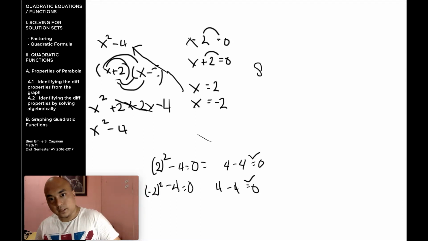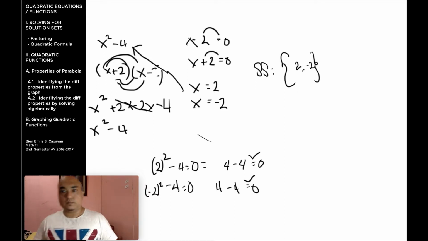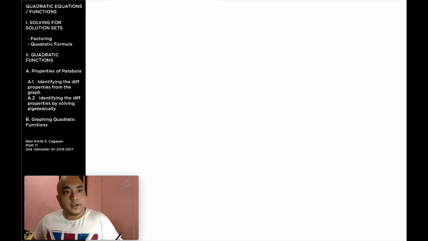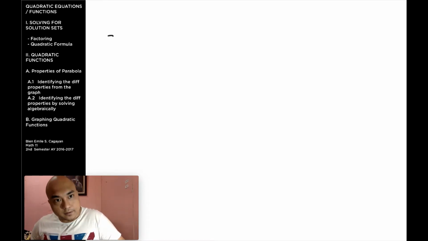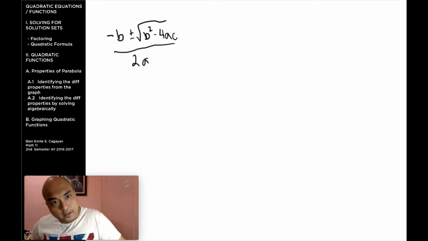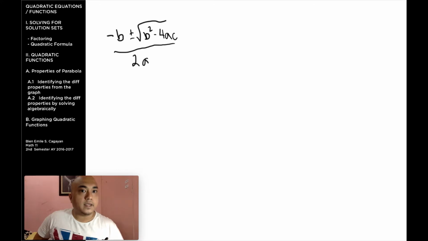So our solution set is 2 and negative 2. Another method we could use is the quadratic formula. If you still remember, your quadratic formula is negative b plus or minus the square root of b squared minus 4ac, over 2a. Now, what are those a, b, and c's?